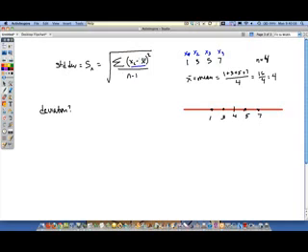Okay, now look at what this is. How do you find the difference of two numbers? How do you find the distance on a number line between two numbers? That's right, you subtract them. So all we're really finding here is the distance between each of these data points and the mean.